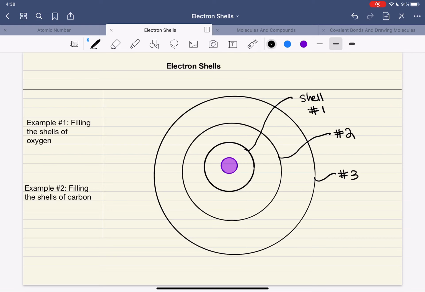And you can think of these shells as kind of like the tracks that surround, or the track that surrounds a football field. It's these lanes that electrons stay in as they circle and orbit around the atomic nucleus. And then here in the center, in purple, this is the atomic nucleus, which signifies the protons and neutrons.